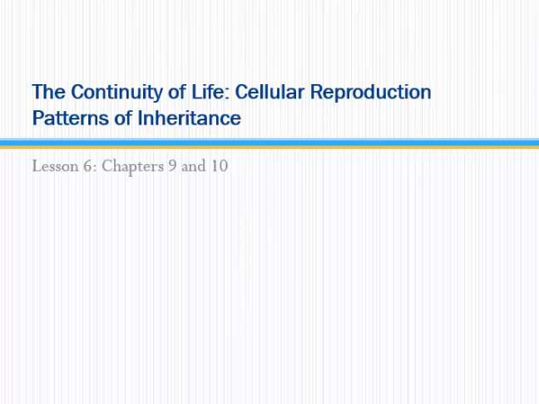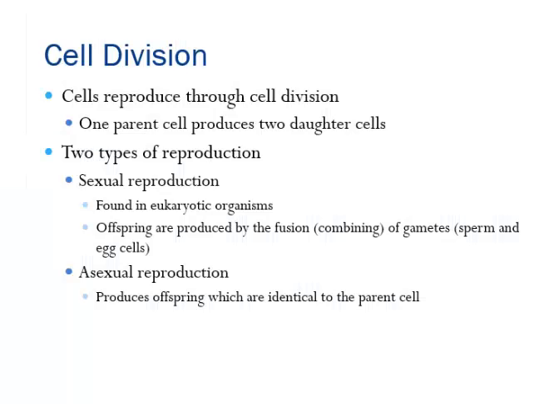The next lesson, lesson 6, is about reproduction and genetics. The first thing is cell division. Cells have to reproduce one after another. If you have one skin cell, well then it reproduces into many skin cells. That way when skin cells die, the new ones form.